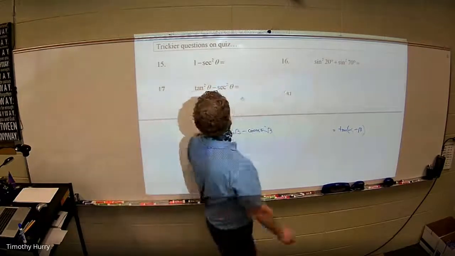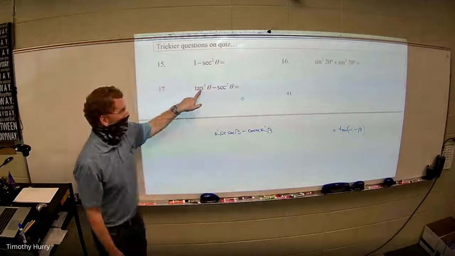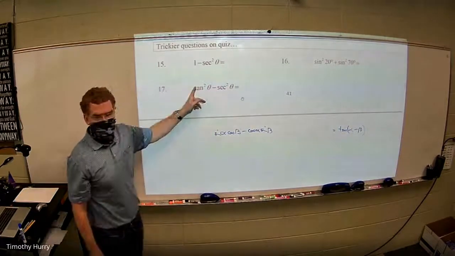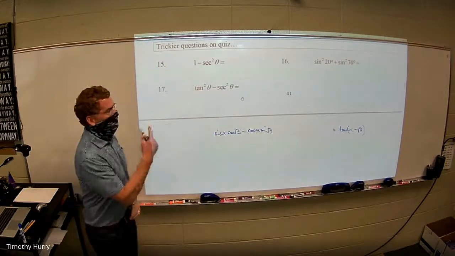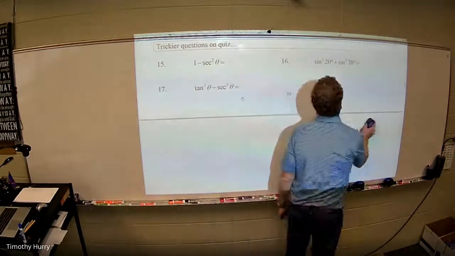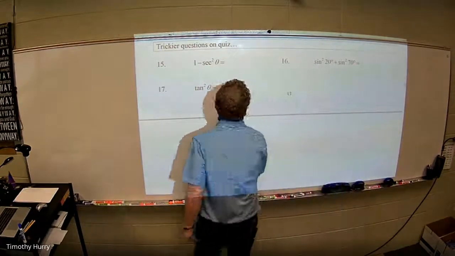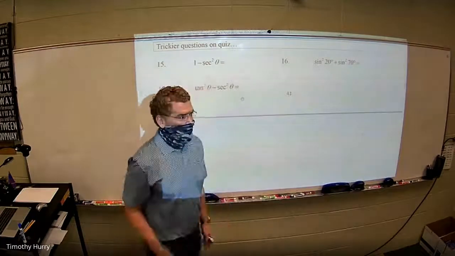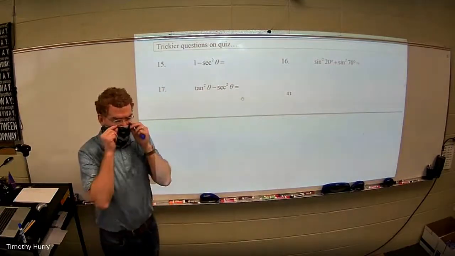Oh, well, let's jump to 17. What's that? Negative 1. And then the trickiest one on there, what's 16? 51. Now, you're right, but I bet you're right for the wrong reason.